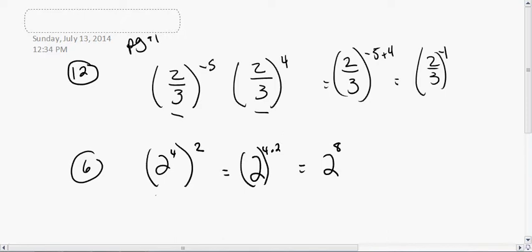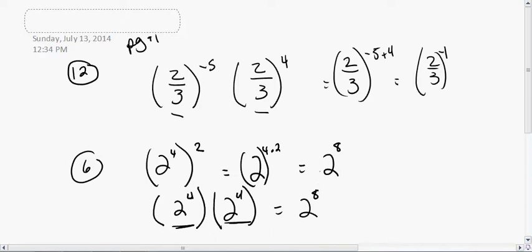Or if I'm forgetting what that is, I can just write out what it means. 2 to the 4th times itself, 2 to the 4th. So I've got 4 2's here, 4 2's over here, which means I have 8 2's. 4 plus 4 is 8, or 8 2's all together.